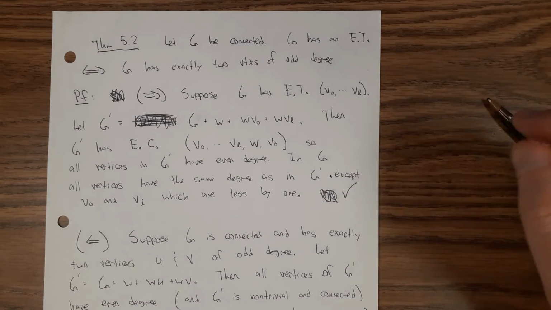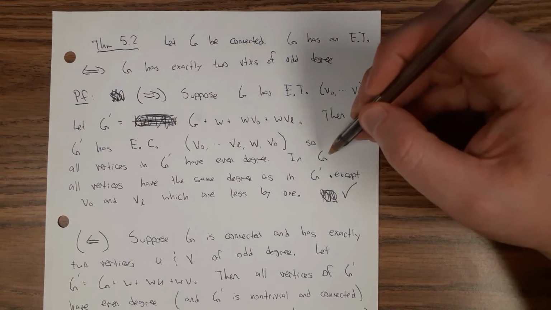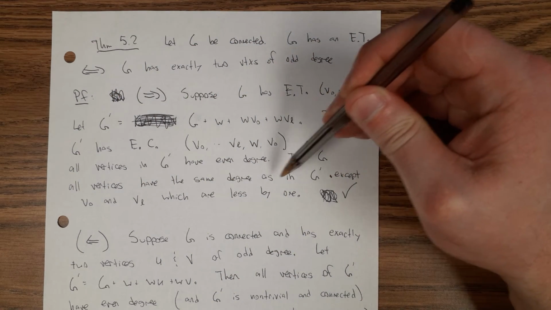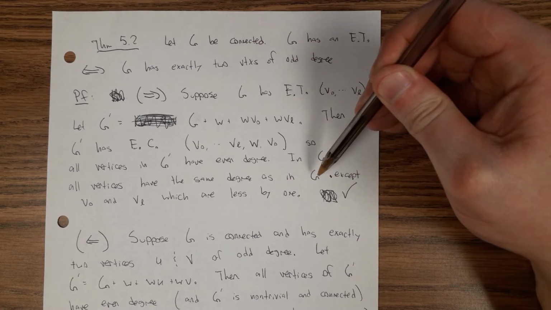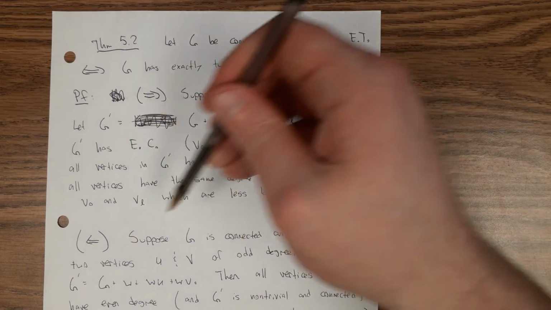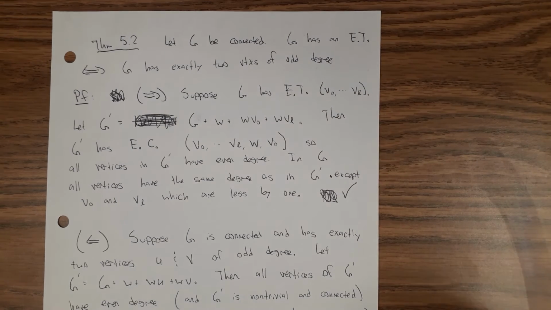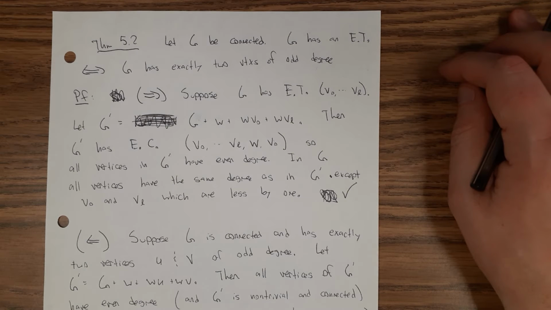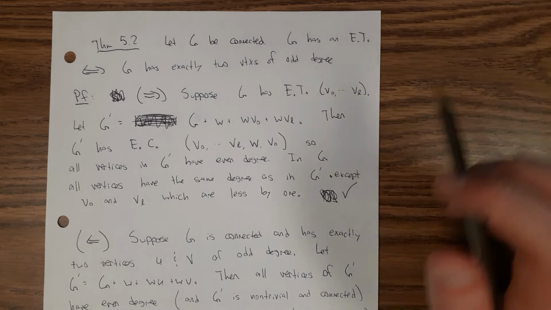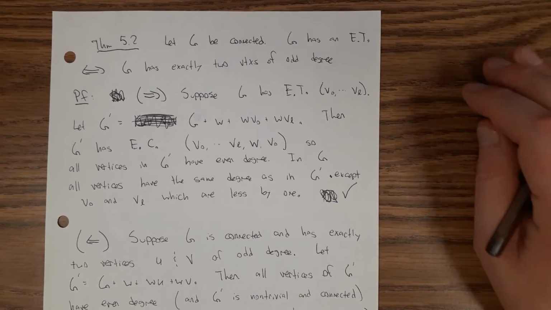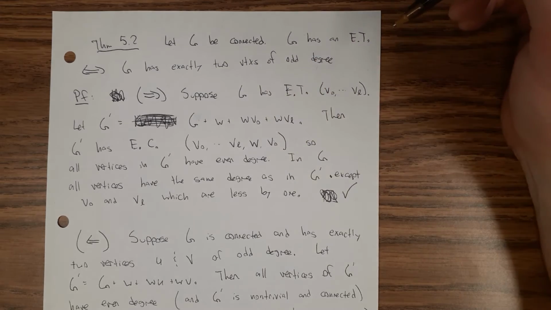So basically that's what I said. In the original graph G, all the vertices have the same degree that they had in G prime, except V naught and VL, and those degrees get decreased by 1. So in the original graph G, V naught and VL were the two vertices that had odd degree. And there's two of them with odd degree, and all the rest have even degree. And that's what we wanted to show.